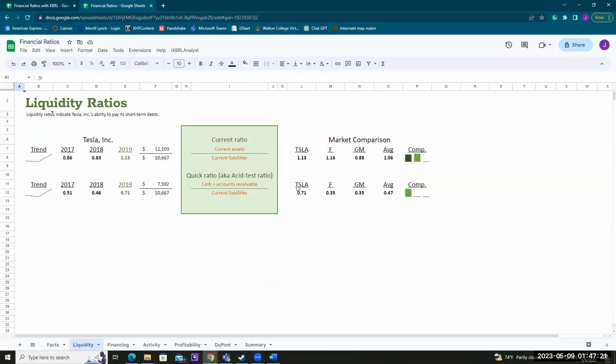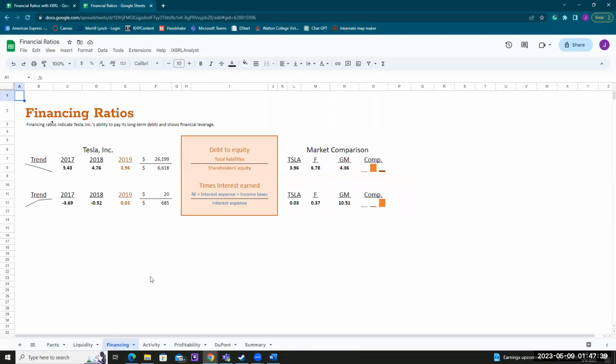And so we can see here that because Tesla had increased so much of their cash from last year, from 2018, they're holding on to a lot of cash. And so we can see here that with our quick ratio, our average is a little bit lower than if we were to just do our current ratio.